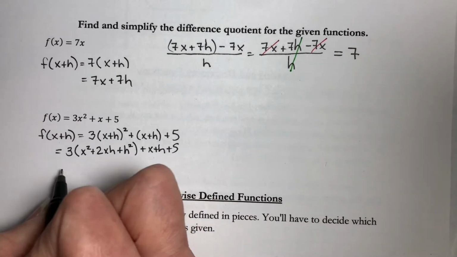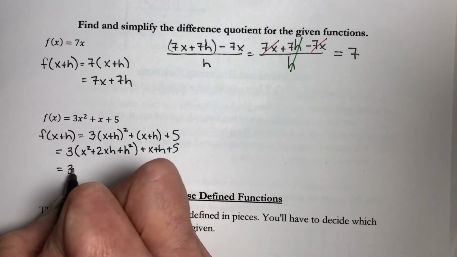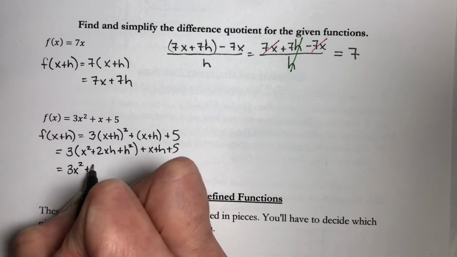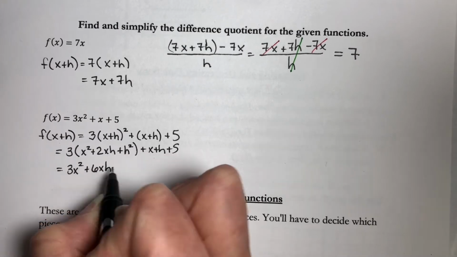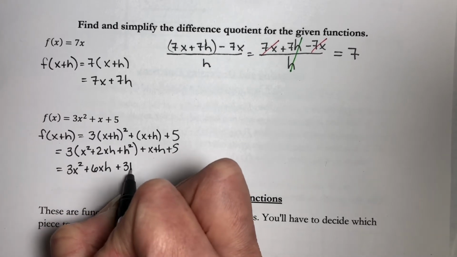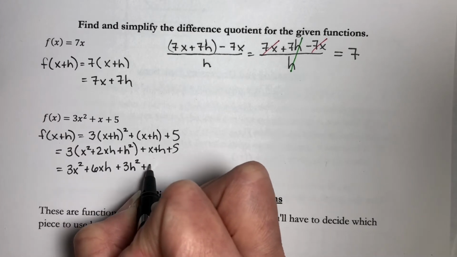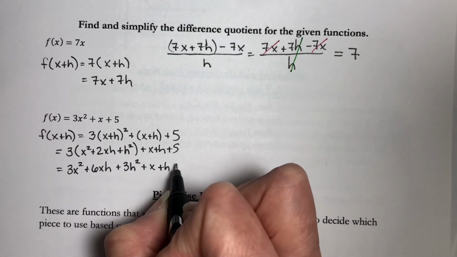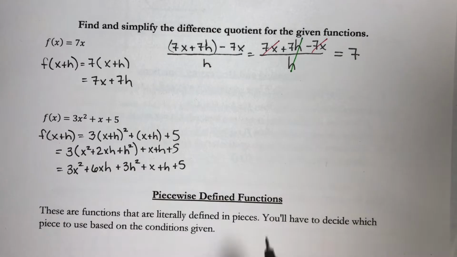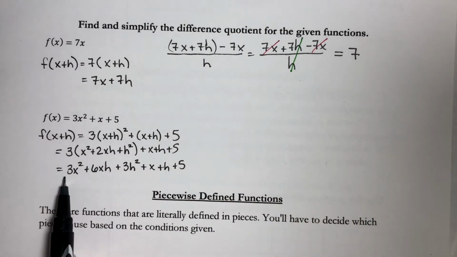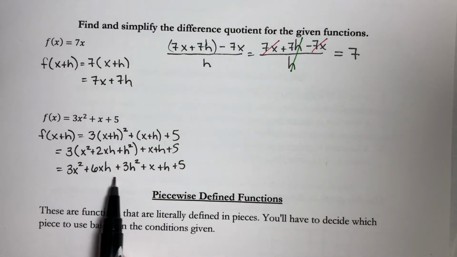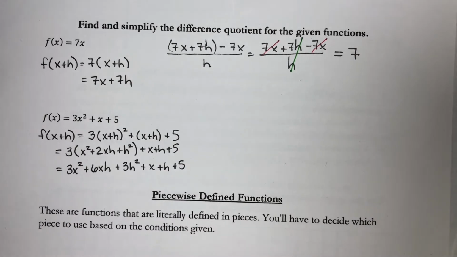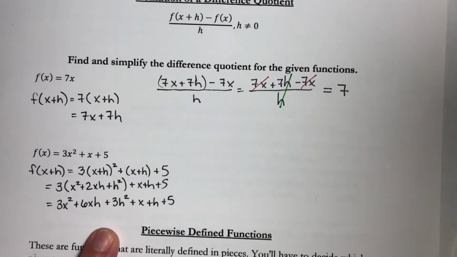Now let's distribute the 3. 3x squared plus 6xh plus 3h squared plus x plus h plus 5. Now, do I have any like terms in here? The answer is probably not. No, I don't.